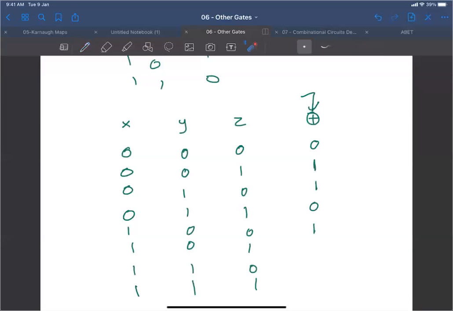Here we have 2 ones, so we expect the result to be 0. So 1 XORed with 0 is 1, XORed with 1 is 0. And again here 2 ones, so we expect a 0 at the output. Here it's 3 ones, so we expect a 1. So 1 XORed with 1 is 0, XORed with 1 is 1.